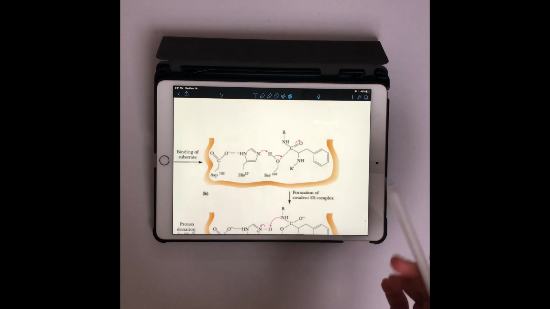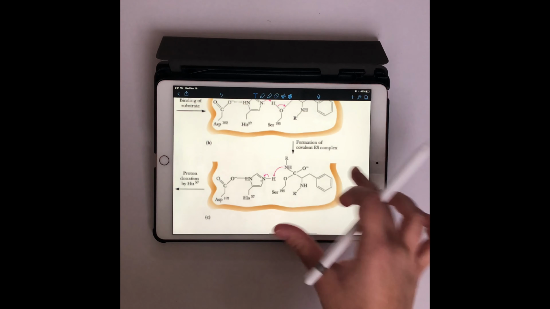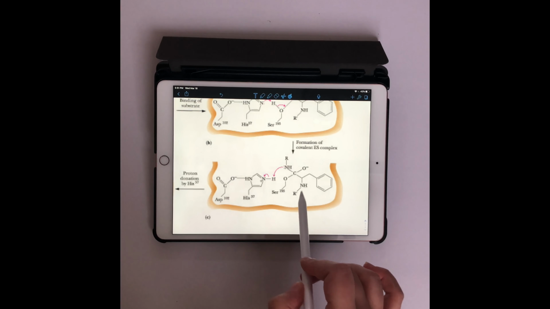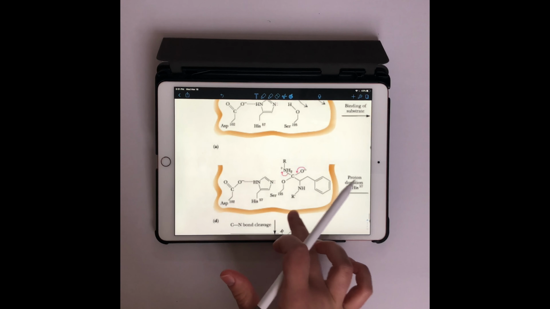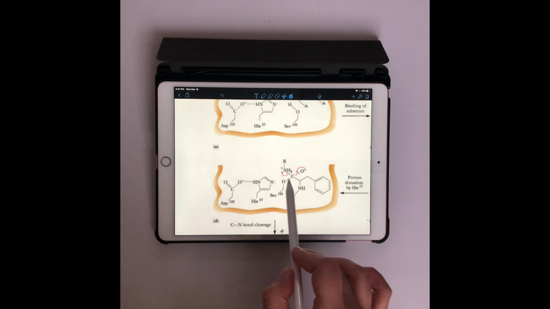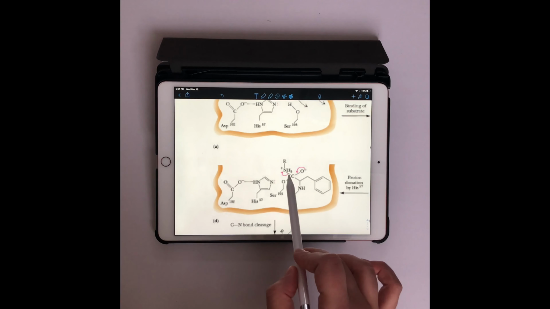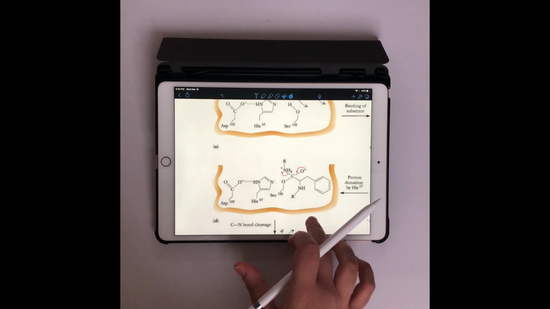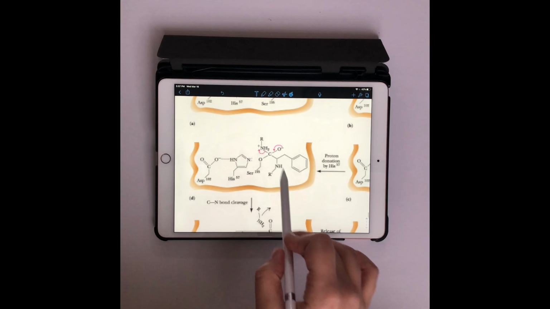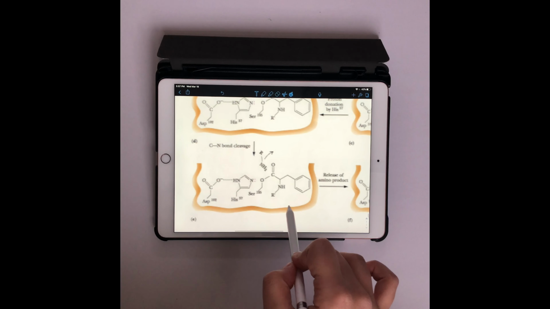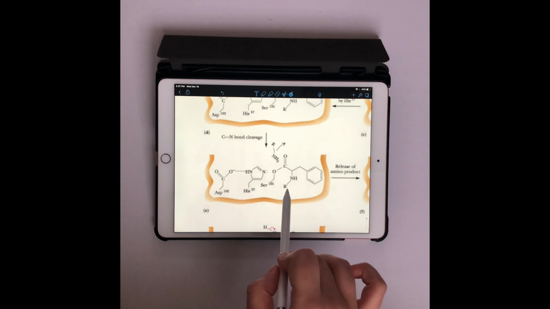And once that happens, it creates a tetrahedral alkoxide intermediate here, which very quickly collapses, as we see here, and in the meantime will cleave this amide bond and we'll get a release of an amine. After our amine is cleaved off, we are left with our serine bound here to the substrate.